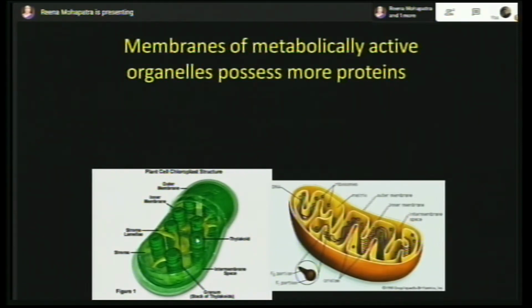But it has also been found that metabolically active cell organelles like chloroplast, mitochondria, etc. are having more proteins over their membranes than other cell organelles which are metabolically less active.